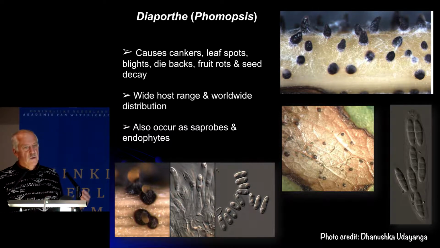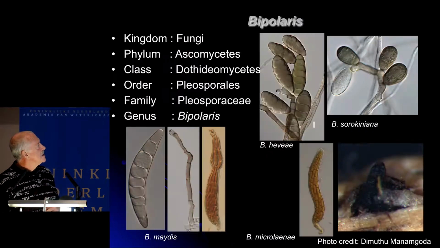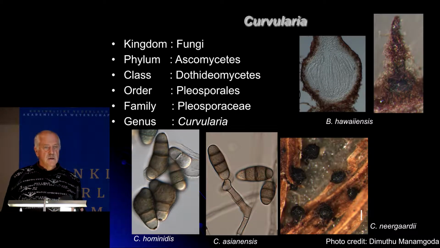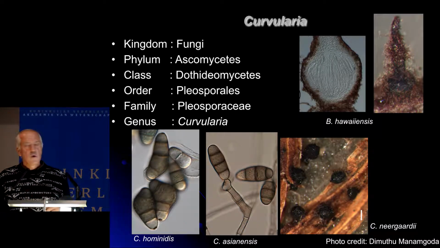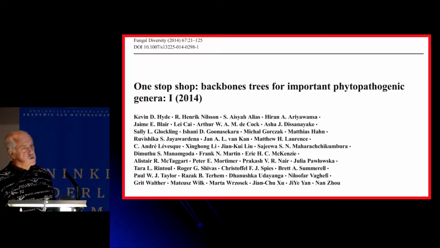Almost impossible now to identify a Diaporthe using morphology. And even this group, Pestalotiopsis, it's very hard to identify to species without doing molecular data. Same with Curvularia, a little bit better, but Bipolaris and Curvularia. So all of these pathogenic genera, we need molecular data really to identify them. And so this was all put into one nice paper where people can download and get all the information on the plant pathogens.